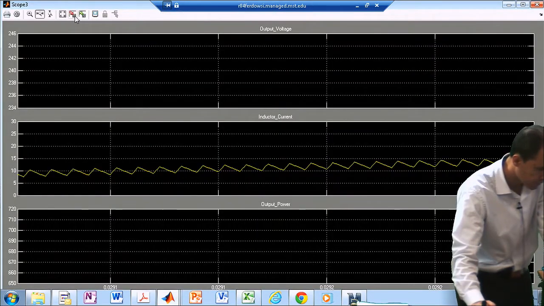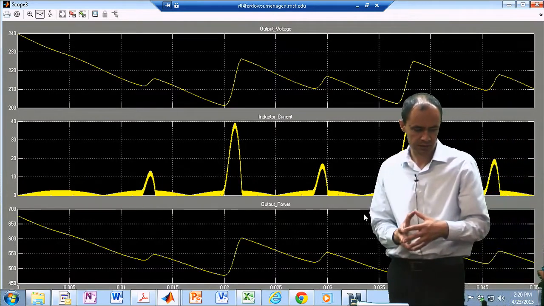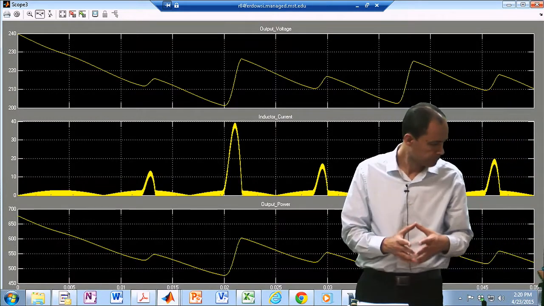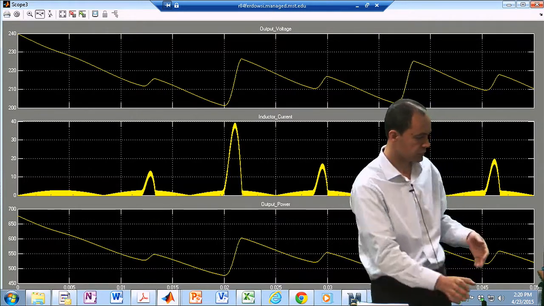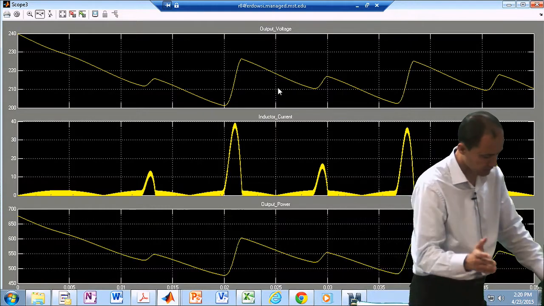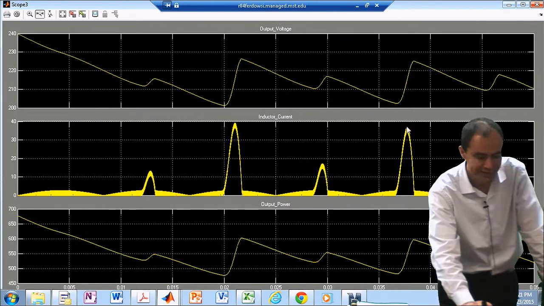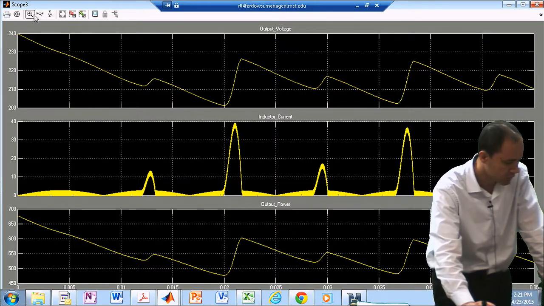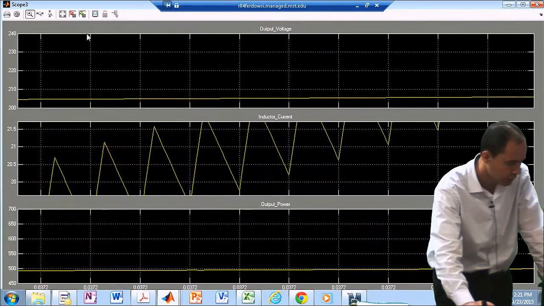Okay, so it's something like this. It is still functioning like a boost. Your output voltage is about 210 volts with a lot of ripple. And the pattern of the inductor current is very weird. It's actually gone into CCM, which we were trying to avoid.